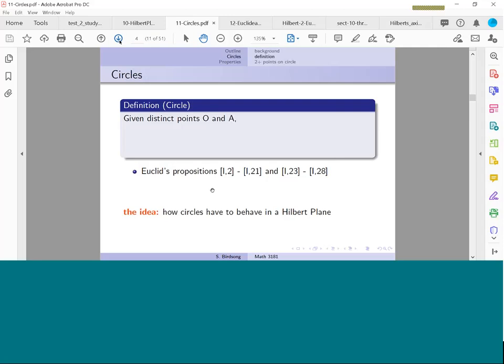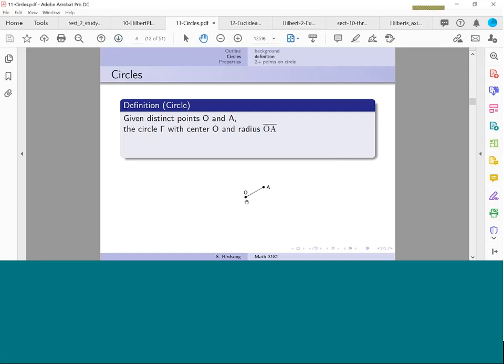Now, we've already talked about the definition of a circle, but here it is again. So you have 2 points, O and A. O is going to be our center. OA is going to be our radius. And the circle gamma is, well, in the standard model, this round-looking line. Now, specifically, here's the formal definition that works in any Hilbert plane. Your circle is the set of all of the points that we'll label B in the Hilbert plane, where OB is congruent to OA. And that's also where you get your definition of all the radii are congruent to each other.